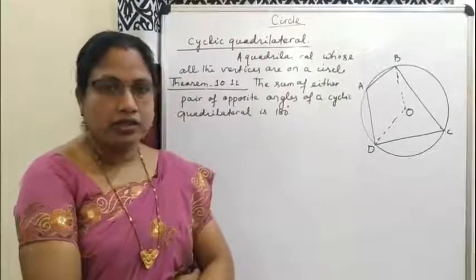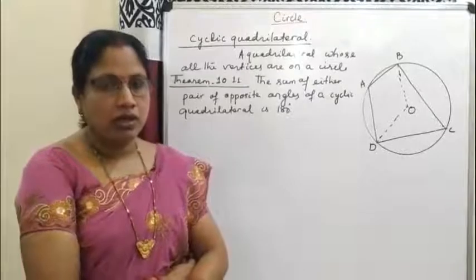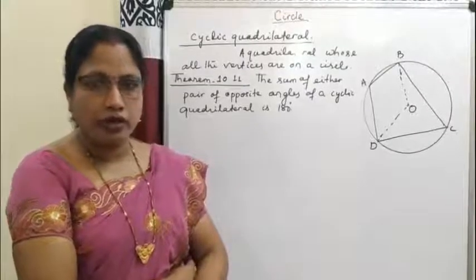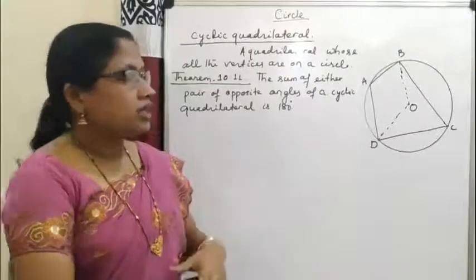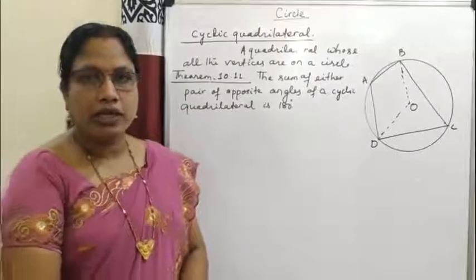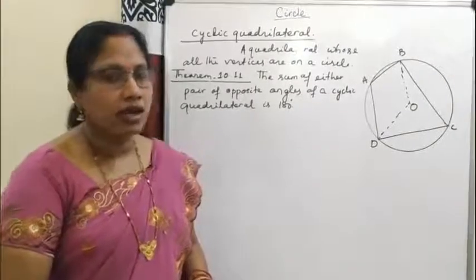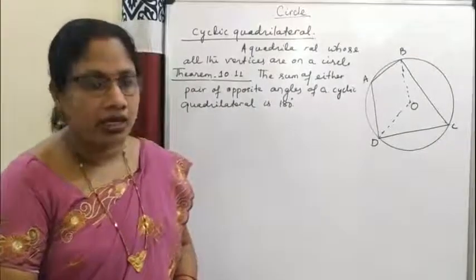Dear students, we have already proved many theorems of circle. So let us prove a theorem which is based on cyclic quadrilateral. So first, what do you mean by cyclic quadrilateral? A quadrilateral whose all the vertices lie on a circle is known as a cyclic quadrilateral.